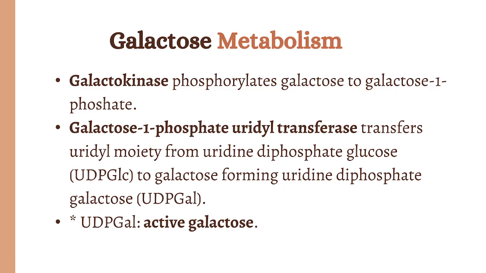We said the active form of glucose is glucose 6-phosphate. Of fructose is fructose 6-phosphate. The active form of acetyl is acetyl-CoA. The active form of galactose is UDP galactose.